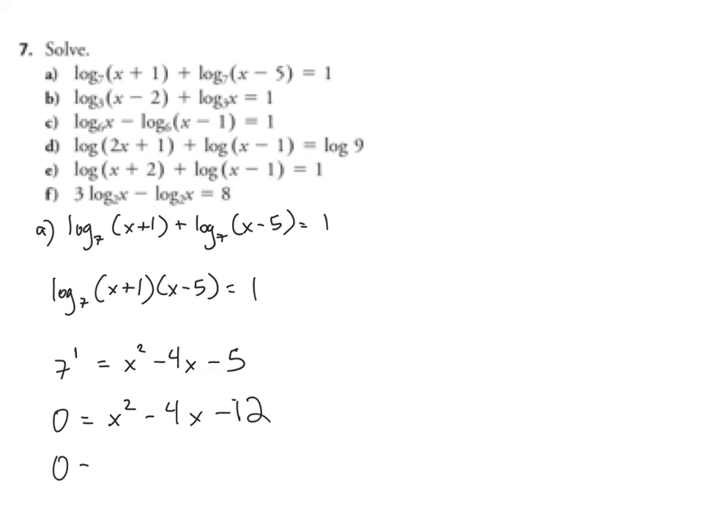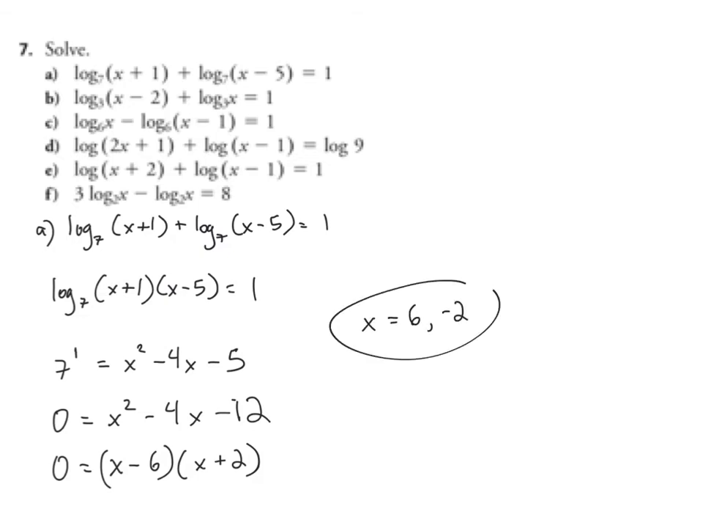Alright, so then we can say 0 equals x minus 6, x plus 2. Therefore, x equals 6 or negative 2. Now we always have to double check our answers because sometimes they're not allowed. Right, so if I plug in a 6, I'm going to get log base 7 of 6 plus 1, which is 7, so log base 7 of 7. Yeah, that's just equal to 1. Plus log base 7 of 6 minus 5, of 1. Well, that's just equal to 0. Equals 1. 1 plus 0 indeed does equal 1, so that's a good solution.